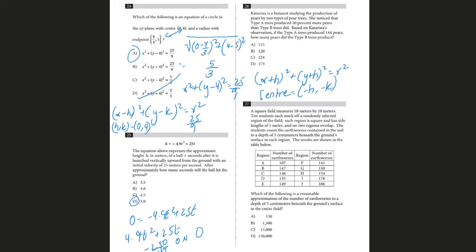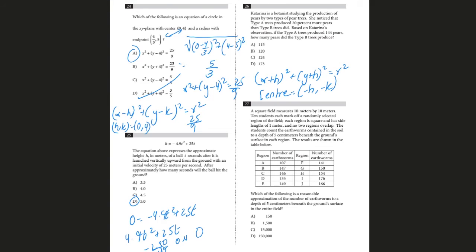So let's look at the next one. Katerina is a botanist studying the production of pears by two types of pear trees. She noticed that type A produces 20% more than type B did. Based on Katerina's observation, if type A produced 144, then how many did type B produce? So type A produces 20% more pears than type B did.